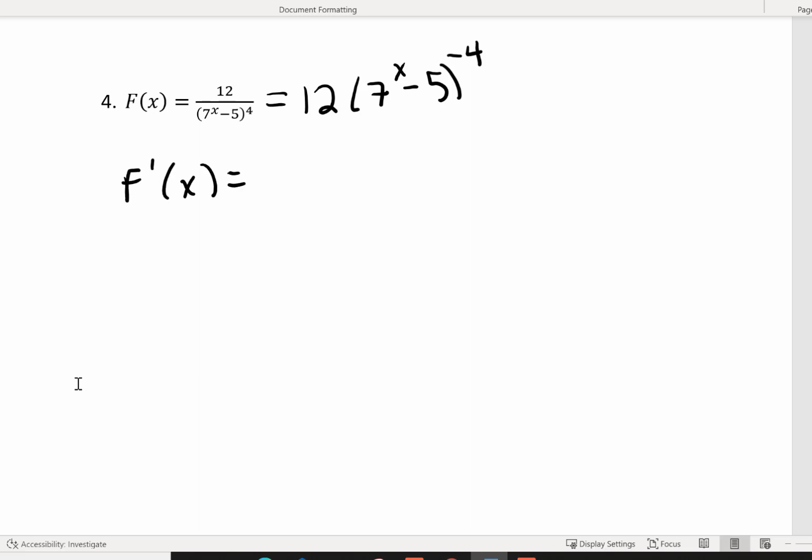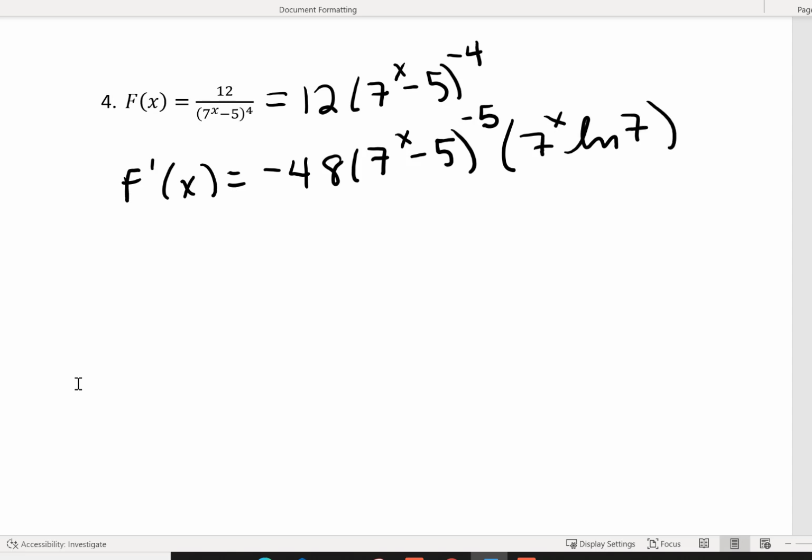Now I take the derivative, f prime of x. The negative 4 comes down. Negative 4 times 12 is negative 48. I leave 7 to the x minus 5, but I drop the power. Negative 4 minus 1 is negative 5. Inside, I go back in, I have 7 to the x, which would be 7 to the x, natural log of 7, and then the negative 5 is a constant, so the derivative is 0.